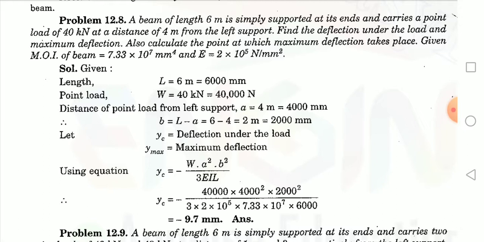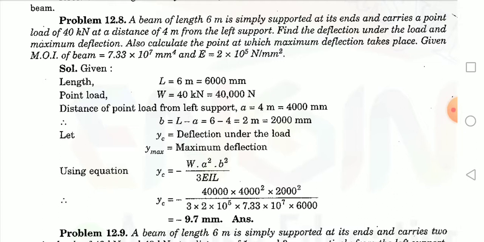So in the given data, the values given are converted in terms of mm and Newton. So here length 6 meter, that is 6000 mm, and the point load 40 kilonewton, 40 into 10 power 3 Newton. Then the distance of the point load from left support A equal to 4 meter, that is 4000 mm. B equal to L minus A, that is 6 minus 4 equal to 2 meter, 2000 mm.